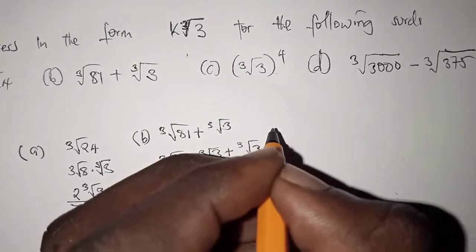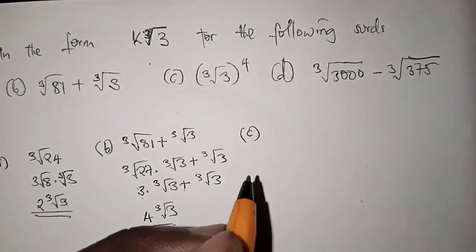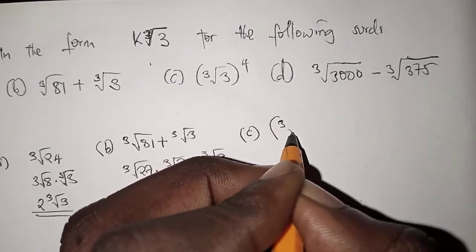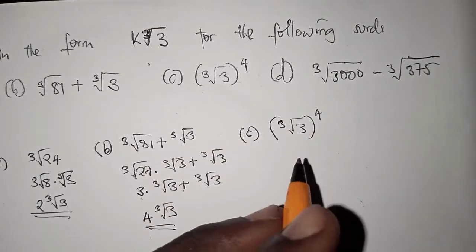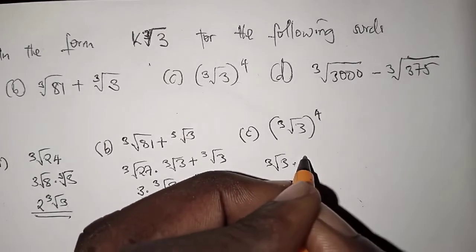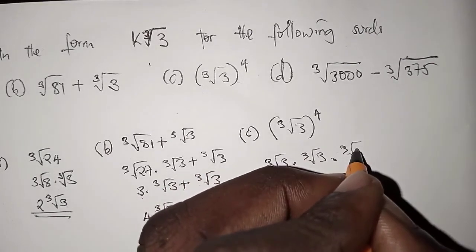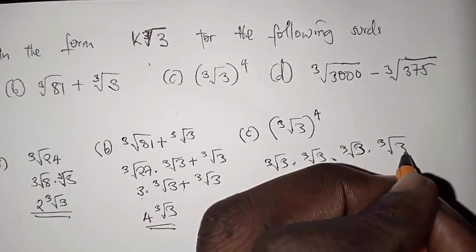Okay, we then go to c. So what is c giving us? For c we have open brackets, the cube root of 3, raised to the power 4. So this one is the same as saying the cube root of 3 by the cube root of 3 by the cube root of 3 again by the cube root of 3.